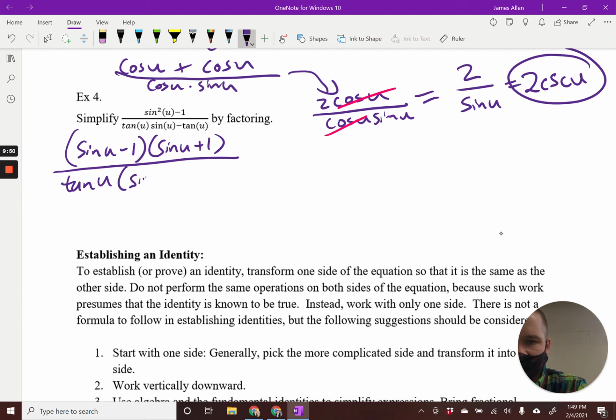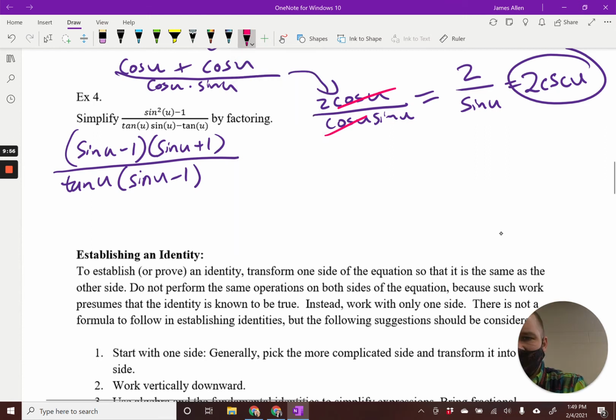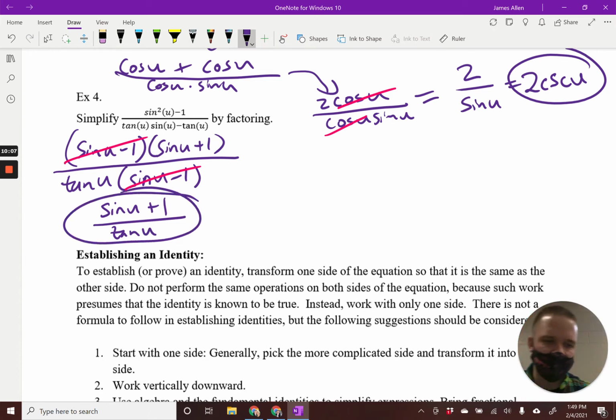And then I get sine of u minus 1. Woo! I can go ahead and cancel those bad boys out. So now I'm left with sine of u plus 1 over tangent of u. And that's pretty darn dope.